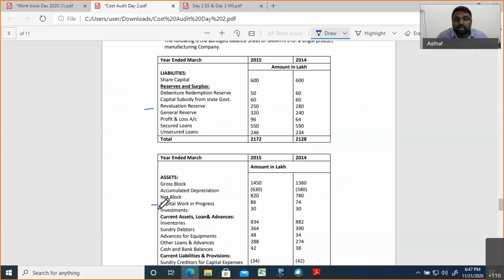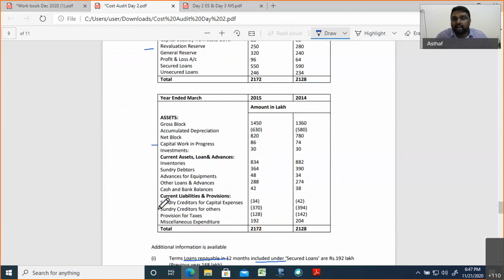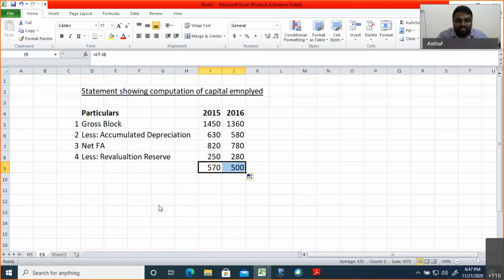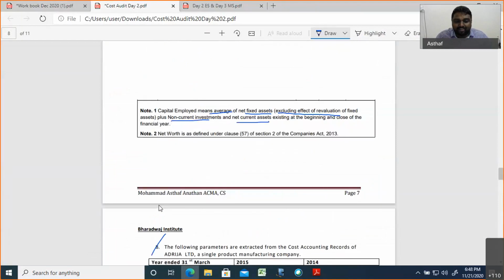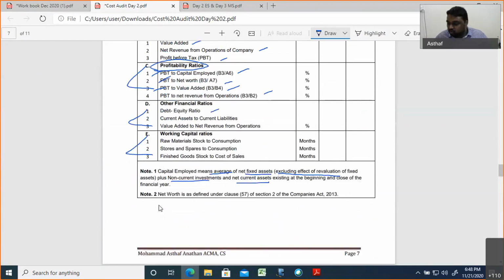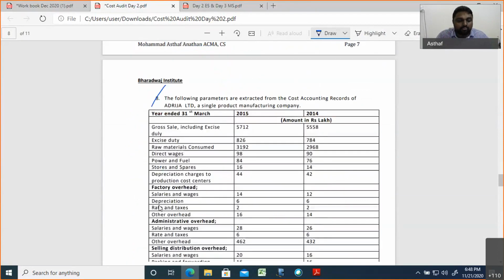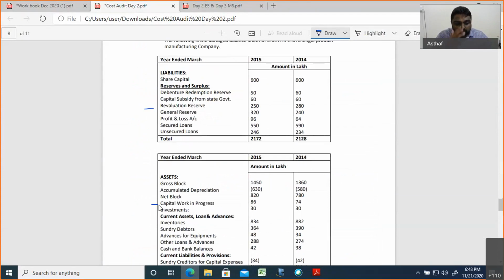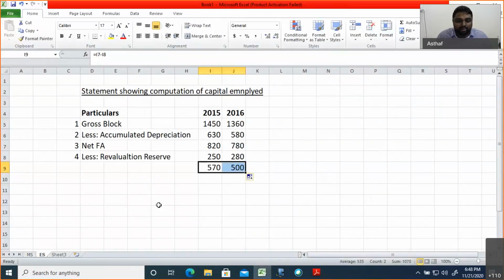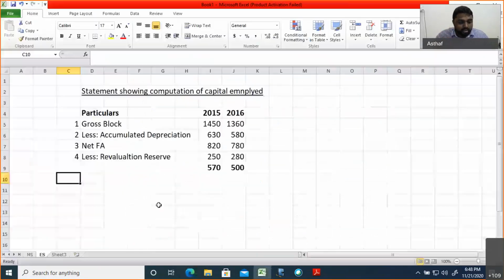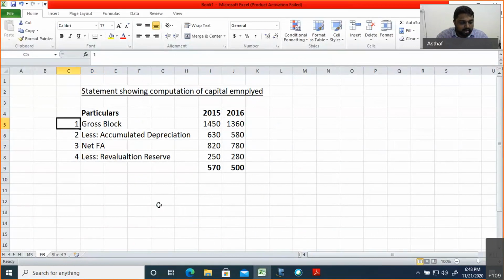Now, there is an item called capital work in progress. What is capital work in progress? See, capital work in progress is not in our definition. You can just look into the definition. What the definition tells very clearly is excluding the effect, net fixed asset plus non-current investment, net current asset. The question is not telling about capital work in progress. Since capital work in progress is not there, we can ignore it. So that's all. Now what is next we have to approach? Net fixed asset is over. Now what we have to go for next?